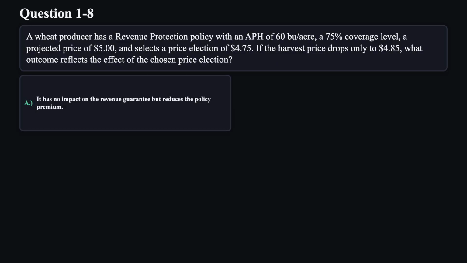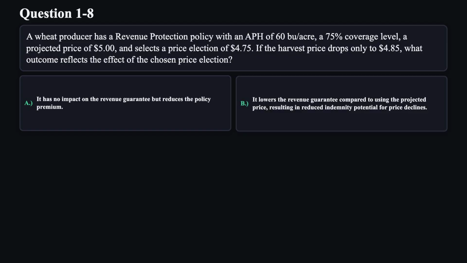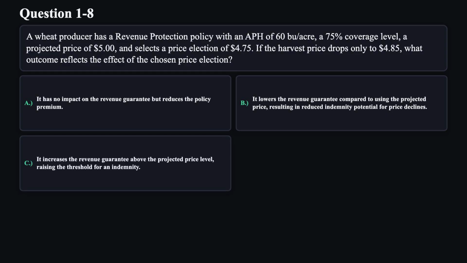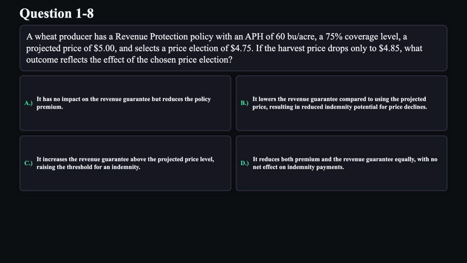A. It has no impact on the revenue guarantee but reduces the policy premium. B. It lowers the revenue guarantee compared to using the projected price, resulting in reduced indemnity potential for price declines. C. It increases the revenue guarantee above the projected price level, raising the threshold for an indemnity. D. It reduces both premium and the revenue guarantee equally with no net effect on indemnity payments.